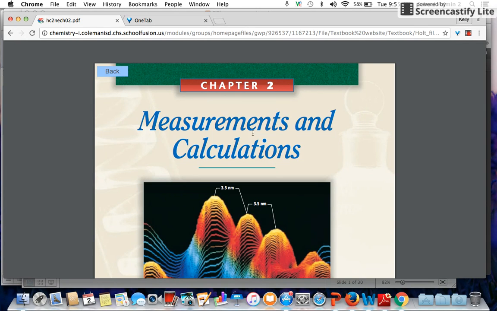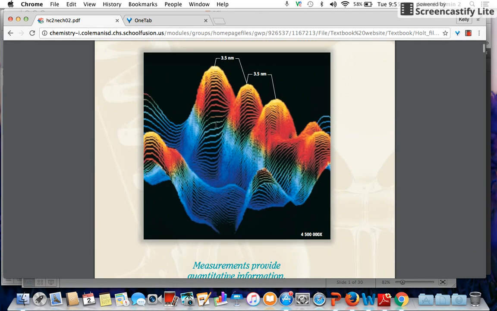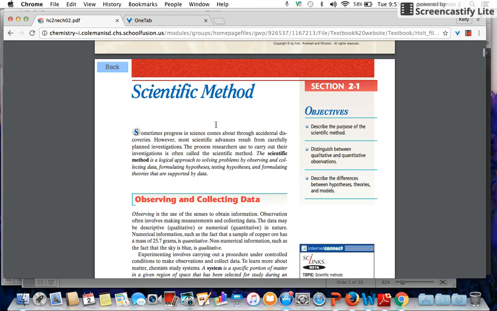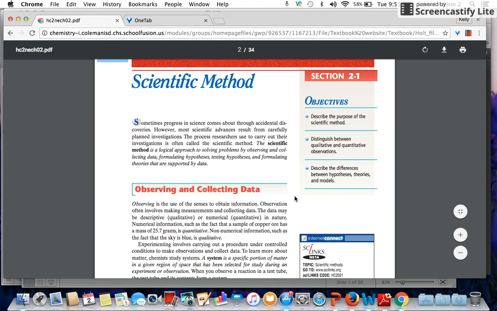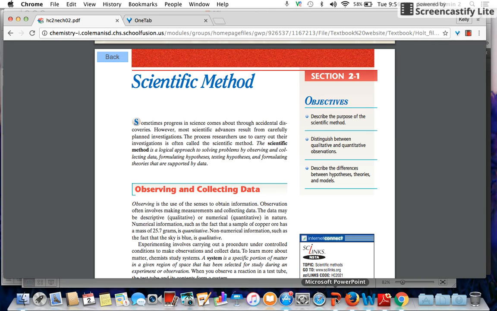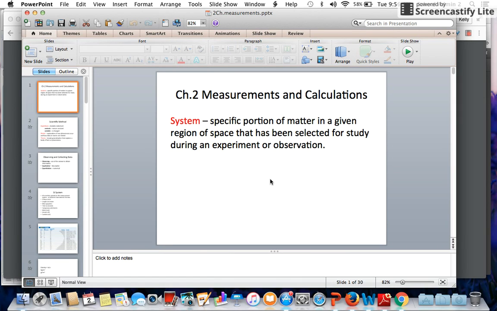Okay, Chapter 2 is on measurements and calculations. You can find the link to the textbook on Schoology, and it's right here, Measurements and Calculations. And just to review the scientific method, that's where it begins, and you should remember this from Biology and Science 9. Also, the PowerPoint that you'll find on Schoology starts with Chapter 2, Measurements and Calculations. So that's what you should be viewing, and view this screencast again to review the material.